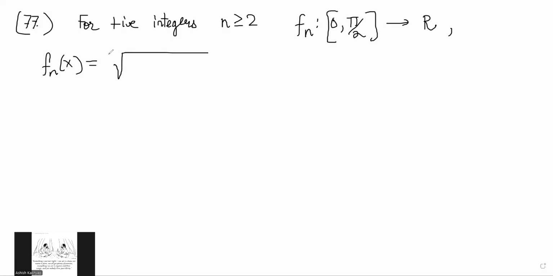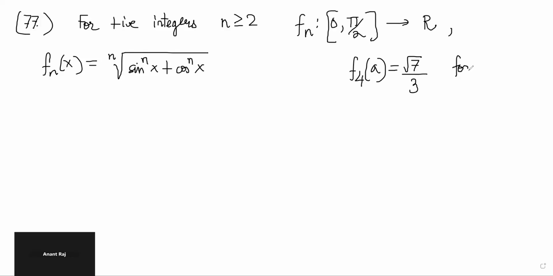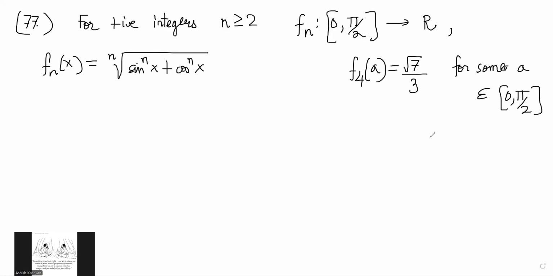For positive integers n greater than or equal to 2, f of n is a function from 0 to pi by 2 to real, and the definition of the function is given. It is the nth root of sine power nx plus cos power nx, right? Yes sir. f4a is given as root 7 by 3 for some a belonging to 0 to pi by 2. We have to find out f3.